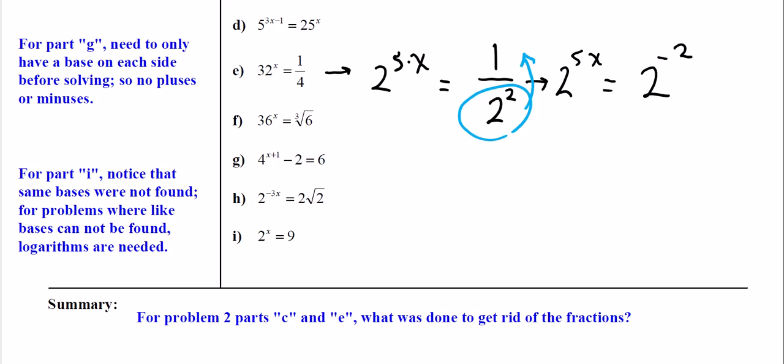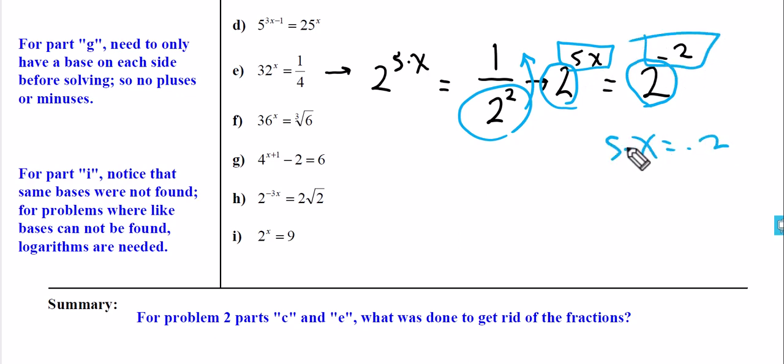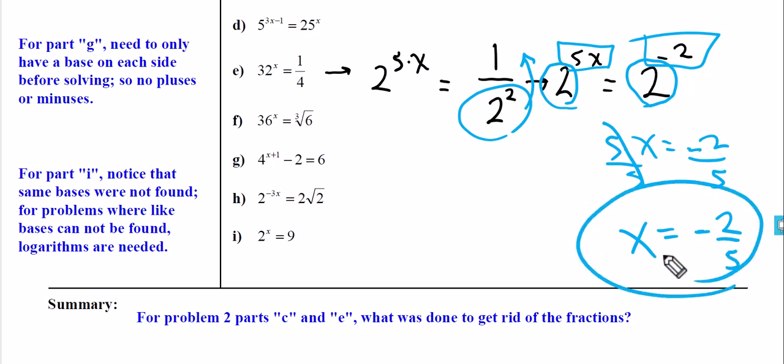Now we see that the bases are identical. They have to be identical. So since they are, we can set the exponents equal to each other. And solving, we get x is equal to negative 2 over 5 for part E.